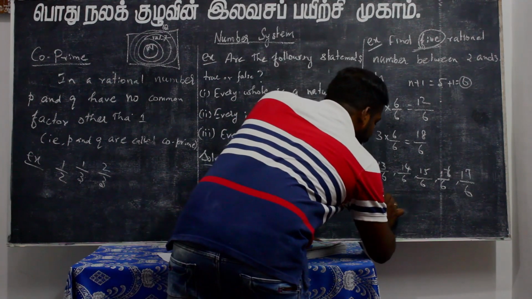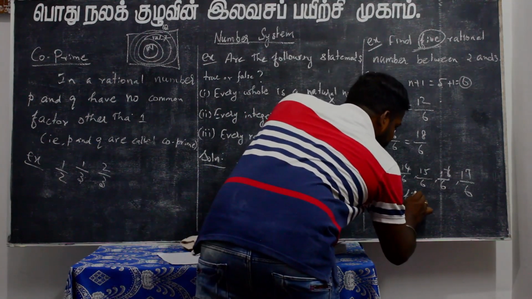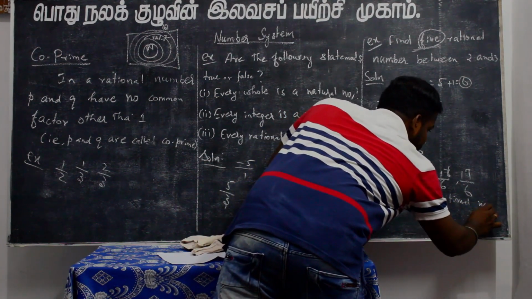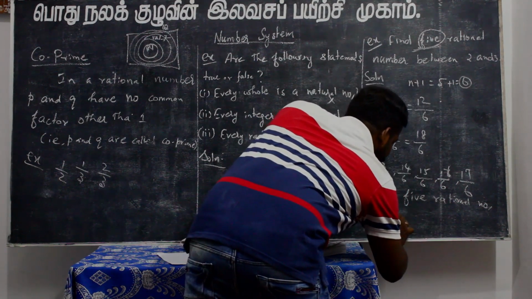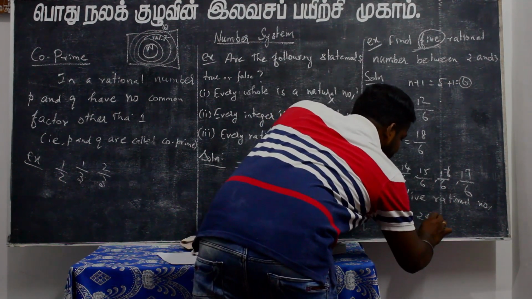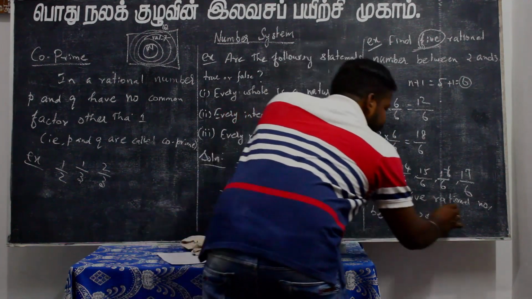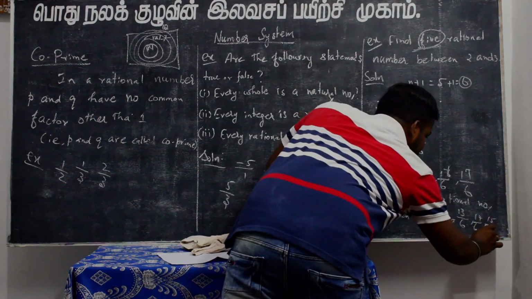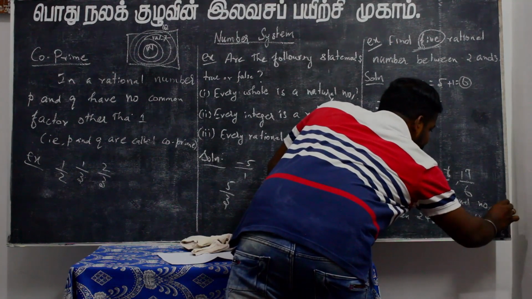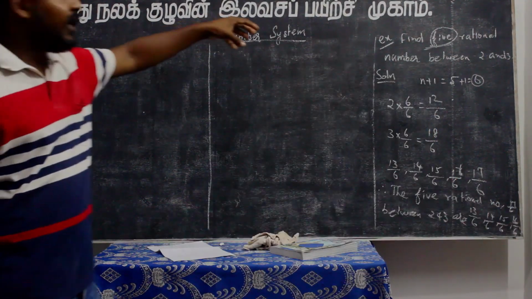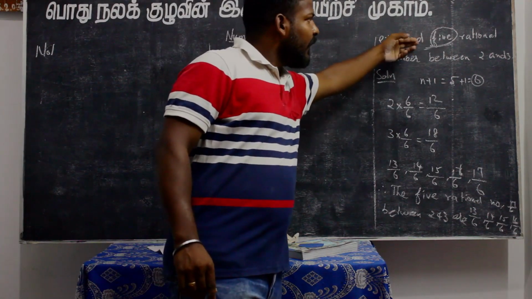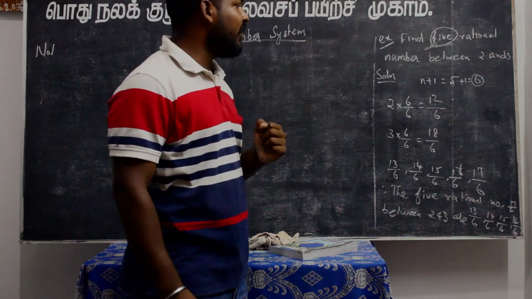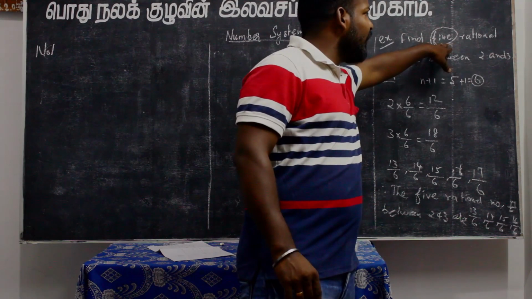So therefore this is your required answer. The 5 rational numbers between 2 and 3 are 13 by 6, 14 by 6, 15 by 6, 16 by 6 and 17 by 6. So here we can conclude one thing: in between any two rational numbers we can find infinitely many rational numbers. Here 2 and 3 are the rational numbers, and we found 5 rational numbers.